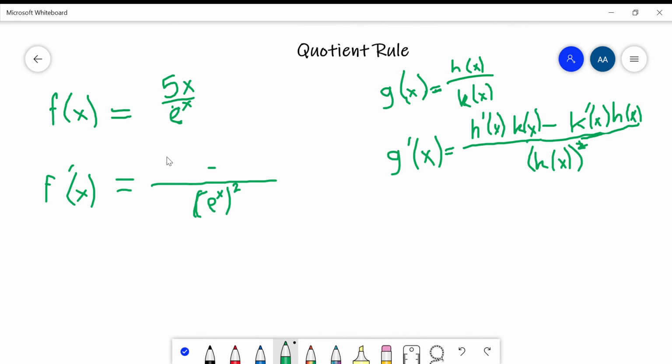So h prime of x is just going to be 5. k prime of x is just going to be e to the x. So you have something simple here, 5 times e to the x. You're going to have k prime of x, which is just e to the x. And the reason being is that the derivative of e to the x is just e to the x. And this is just one derivative that's just kind of like this.